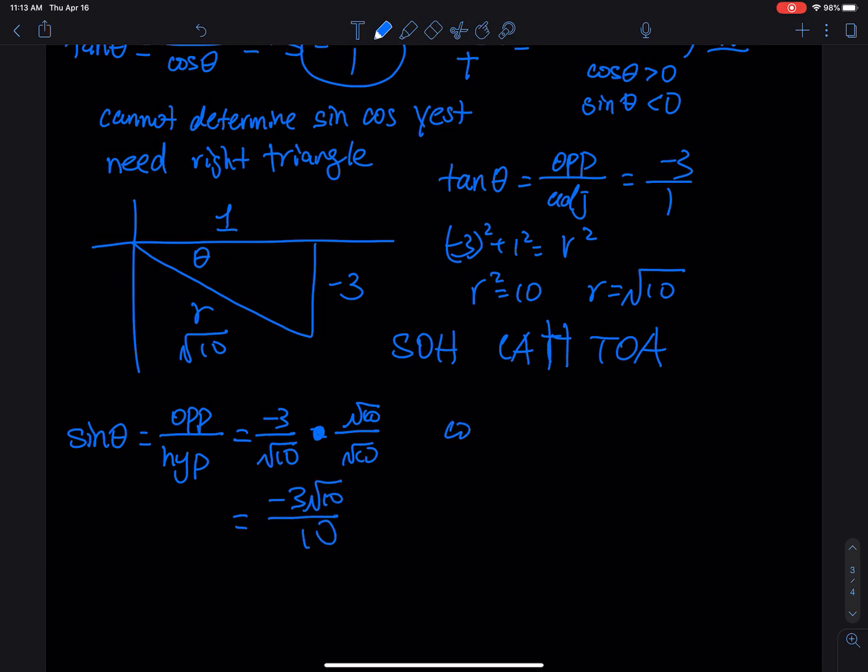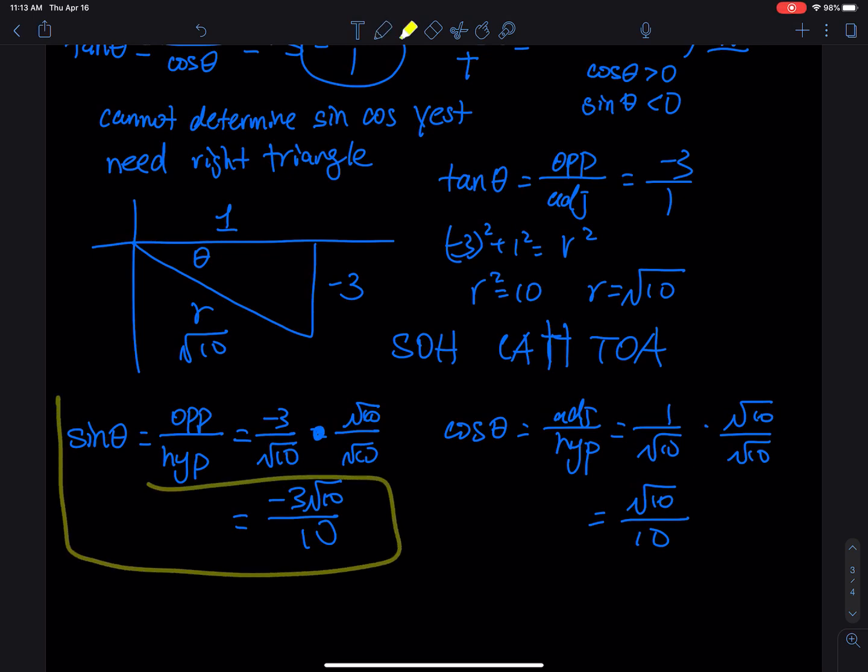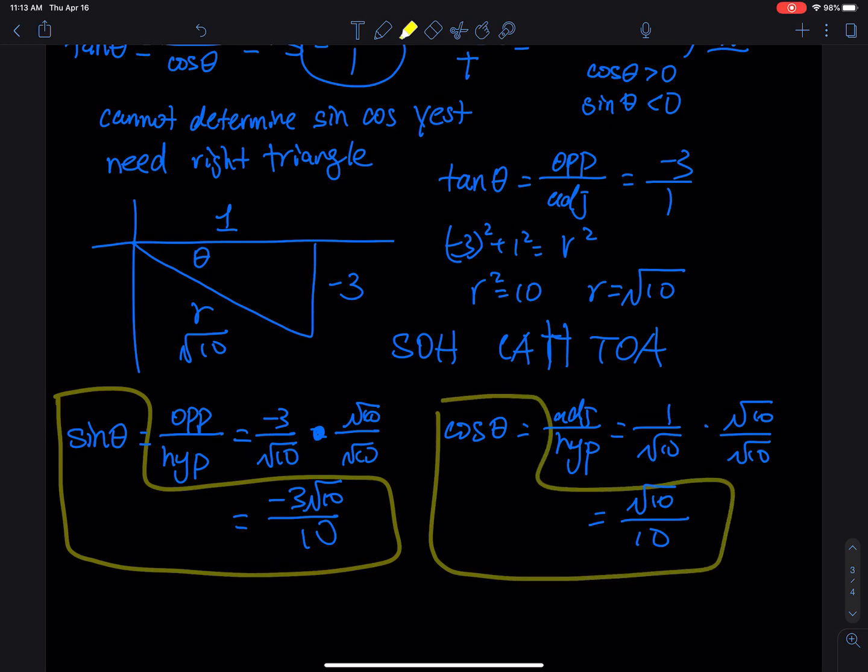We need that. Cosine theta is CAH. That is equal to 1 divided by root 10. Rationalize. So we have root 10 divided by 10. So let's highlight this a little bit. We need this to do the work. Okay, we need them.